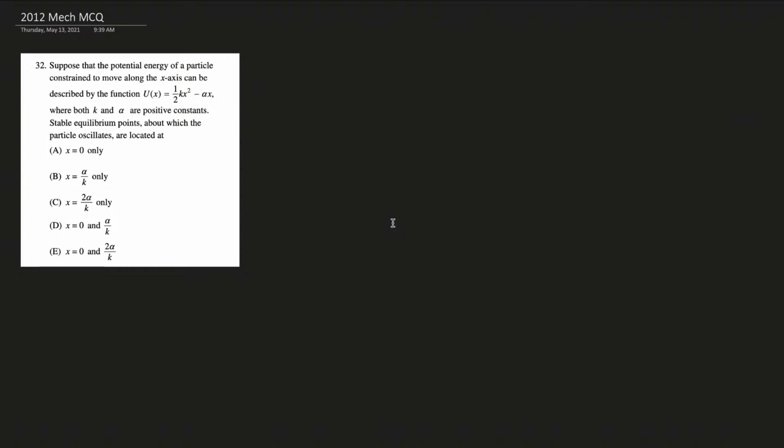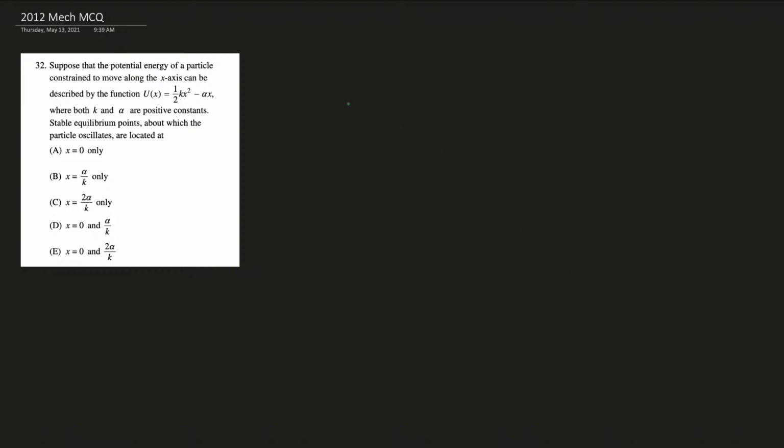All right, 32 is one of the harder questions, I think, on the entire MCQ section. So let's go ahead and do this. Suppose the potential energy of a particle constrained to move along the x-axis can be described by the function U of x is equal to 1/2 k x squared minus alpha x, where k and alpha are positive constants. Stable equilibrium points about which the particle oscillates are located at.